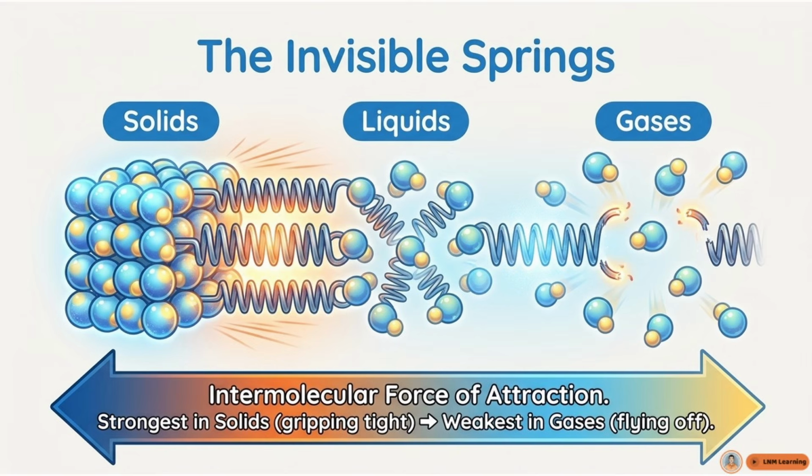But wait, if there are gaps, why doesn't a solid fall apart? Because of the pulling force between the molecules, called the intermolecular force of attraction. In solids the pull is super strong. That's why they stay hard and hold their shape, like kids gripping tight in a line. In liquids, the pull is weaker. In gases, it is so weak that the molecules just fly off. Strong pull plus small gaps, the combo makes solids the toughest of them all.